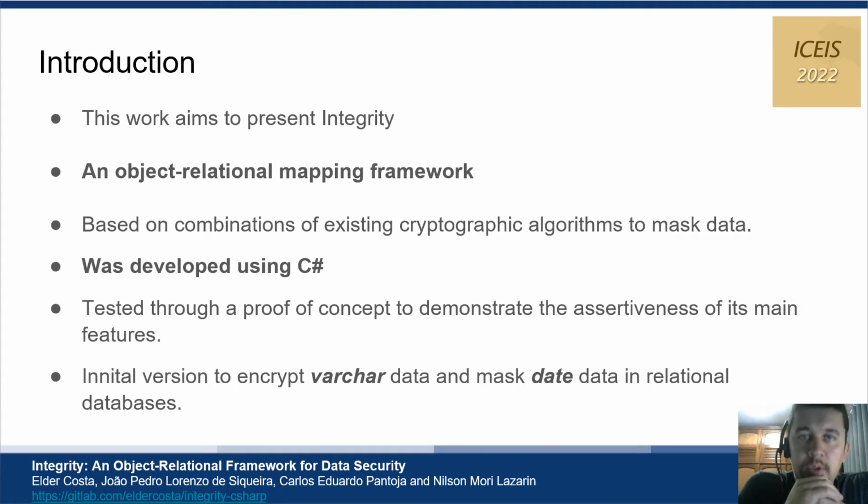This work aims to present Integrity, which is an object-relational mapping framework. It's based on combinations of existing cryptography algorithms to mask data. It was developed using the C-sharp programming language and tested through a proof of concept to demonstrate the assertiveness of its main features. For the initial version, it's used to encrypt varchar data and mask data in relational databases.